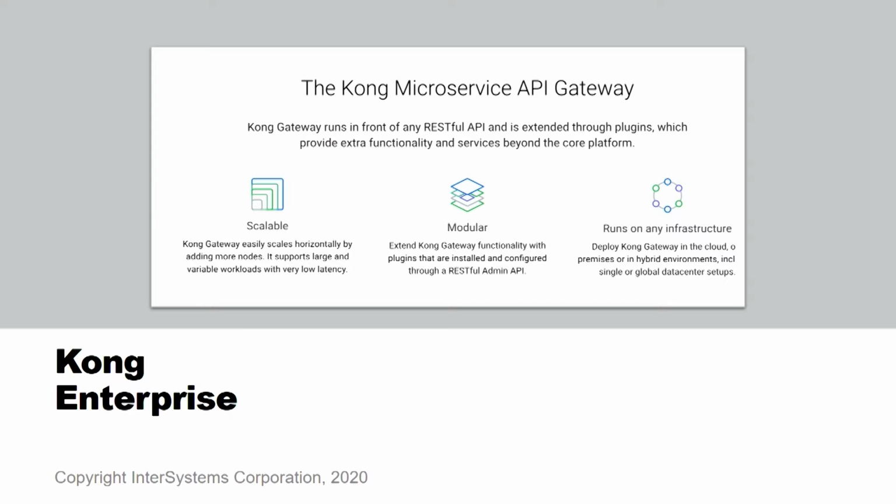Why we chose it is because we thought, without any doubt, it had the most scalable, modular functionality of any API manager. It's able to run on any infrastructure, similar to Iris for Health. So this makes it ideal when you're trying to scale your FHIR services into a production system.